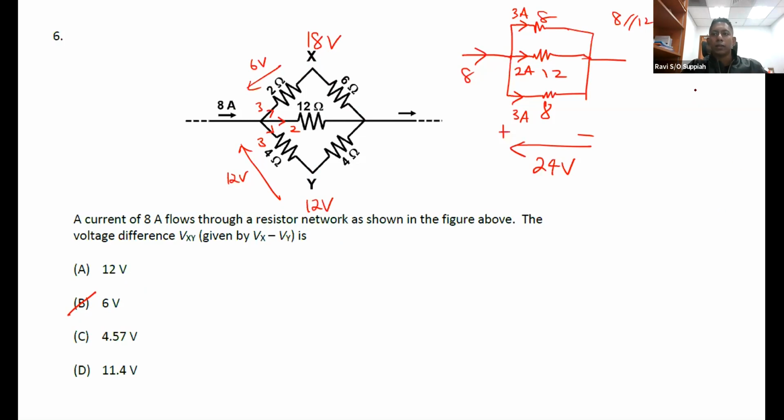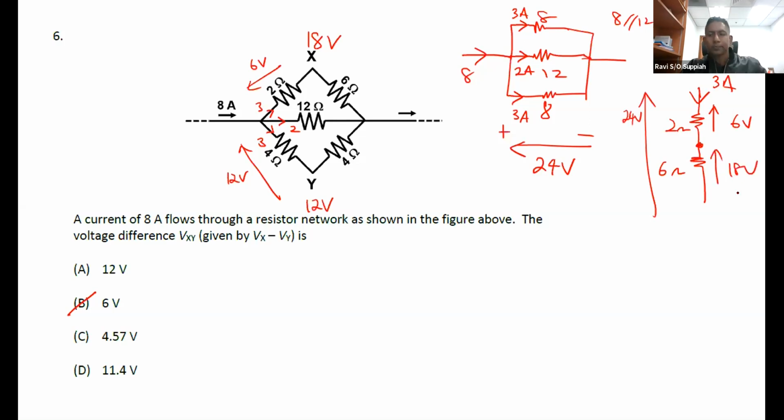It's just like you draw it as a straight line. If I tell you that I have 3 ampere going in, and I have a 2 ohm resistor here and a 6 ohm resistor here, the voltage drop across the first is going to be 6 volts. If the total voltage across both these components is 24 volts, what is remaining across the 6 ohm resistor would be 18 volts. That is how you get the voltage at X and Y.